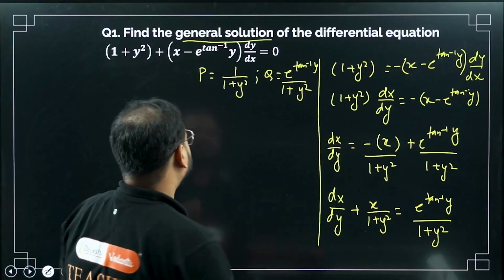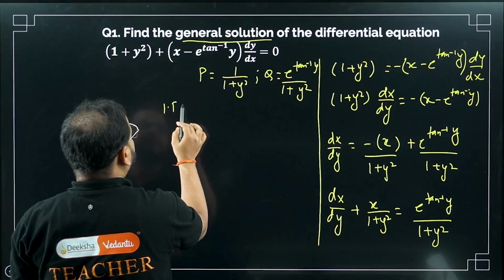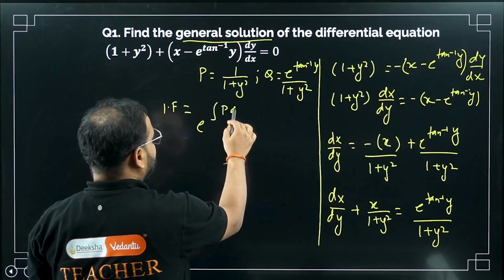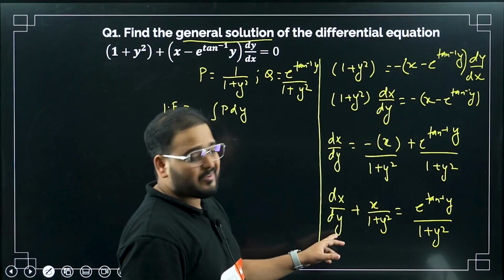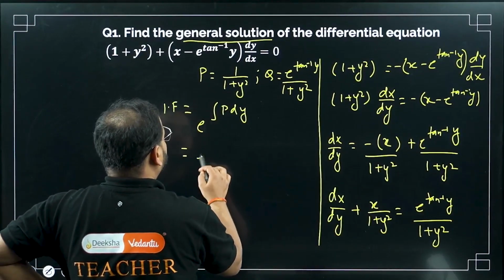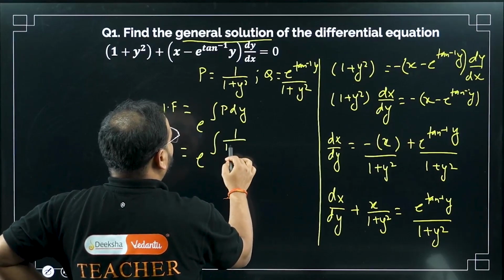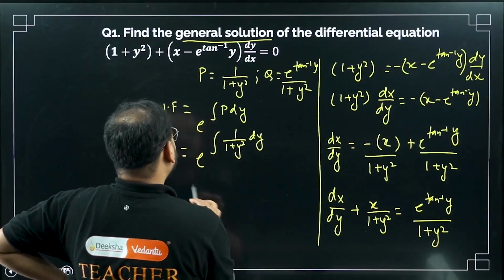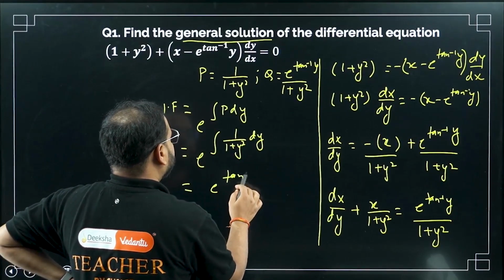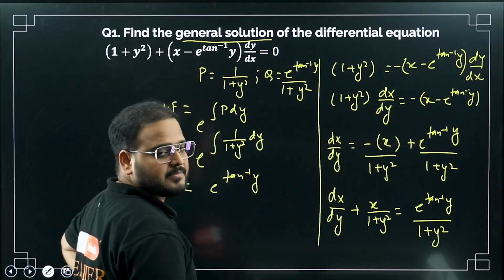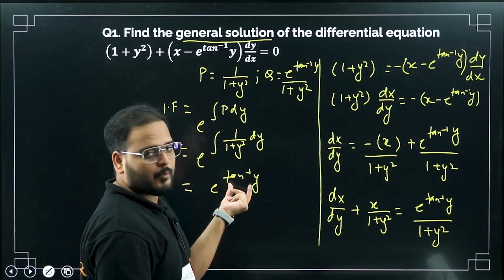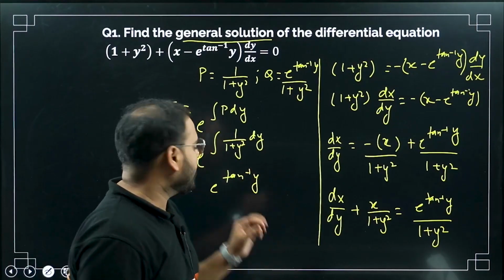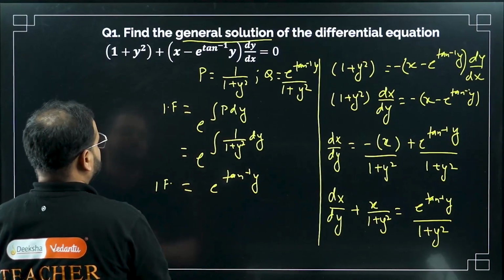Finding the integrating factor. How do we do that? E power integral of p dy, because the independent variable is y here, so dy. So e power integral of 1 upon 1 plus y square dy. Do you know the integration of this? Yes, you know, e power tan inverse of y. Correct? Please check. What is the integral of 1 by 1 plus y square? The integral is tan inverse of y.